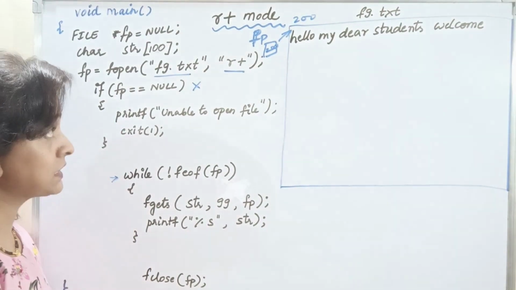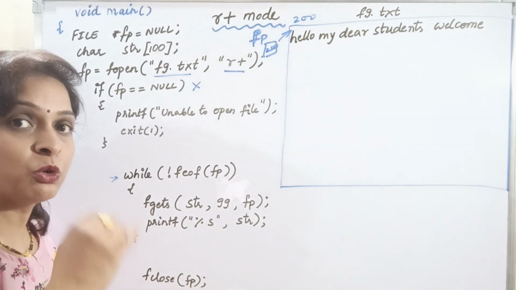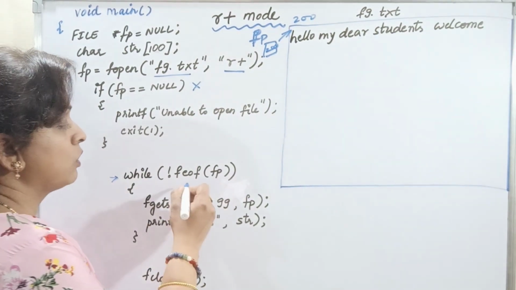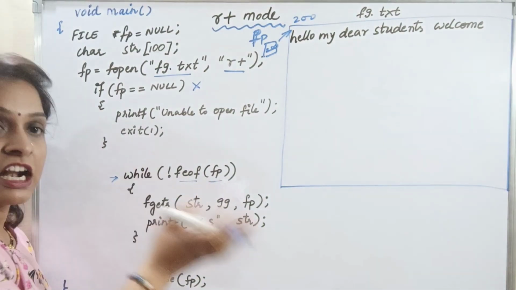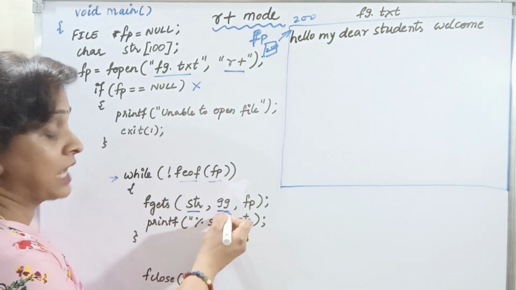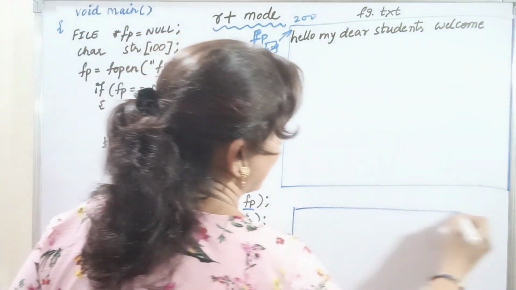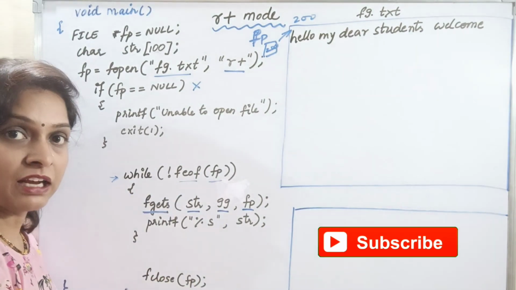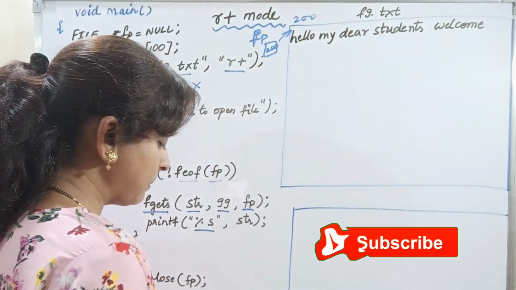As I am opening the file in R plus mode, I can read the data as well as write the data. So initially, I will read the data from the file. I start the loop: while not end of file for the file pointer. Yes, of course, fp is not at the end of file, so the condition is true. Then get the sequence of characters, maximum of 99 characters, from the file pointer fp and store it in str, through fgets. I will get the data and print it with printf so that the complete details are printed onto the output screen.